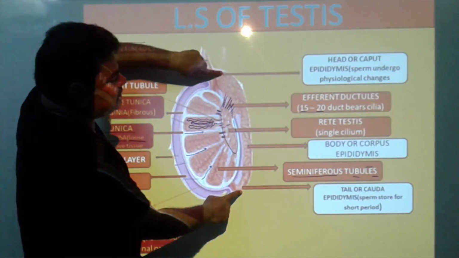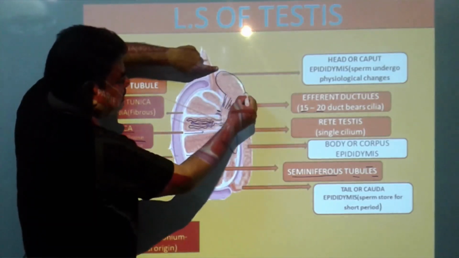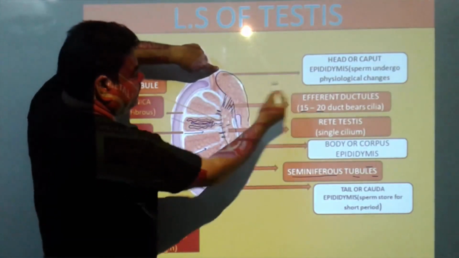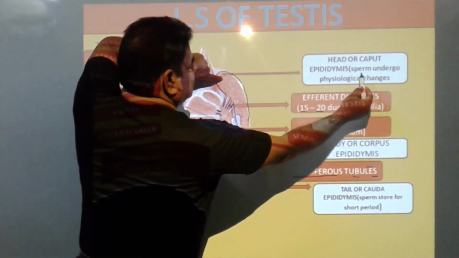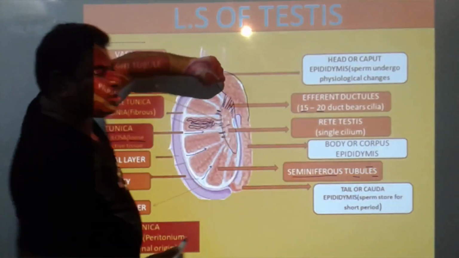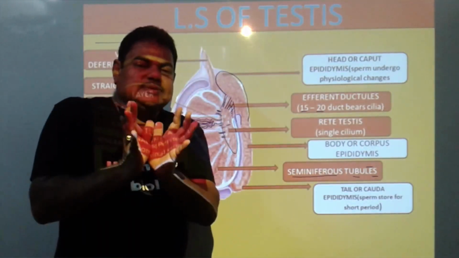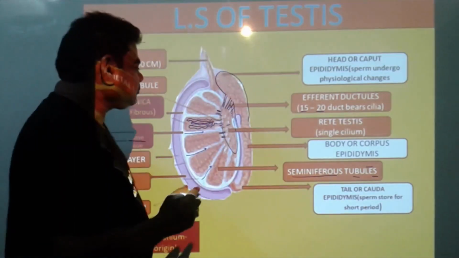This first portion we call the head, or caput epididymis. Here the sperm undergo physiological changes. Some physiological changes take place in this region of the epididymis.